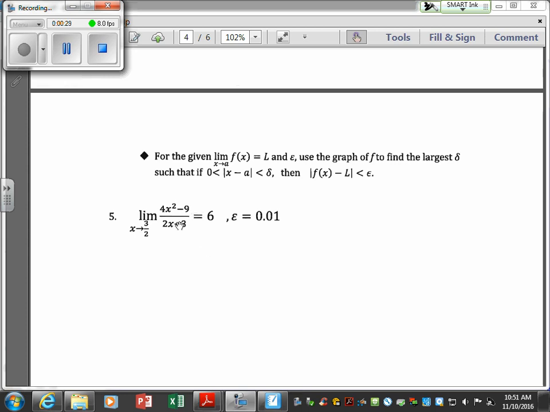Graphing this right off may not be quite that easy, but let's see if we can simplify this a bit. So the limit as x approaches 3 over 2 of the function. Let's take our function. Can this function factor is my question. What is in the numerator? Difference of perfect squares, right? So that would just give us 2x plus 3, 2x minus 3.